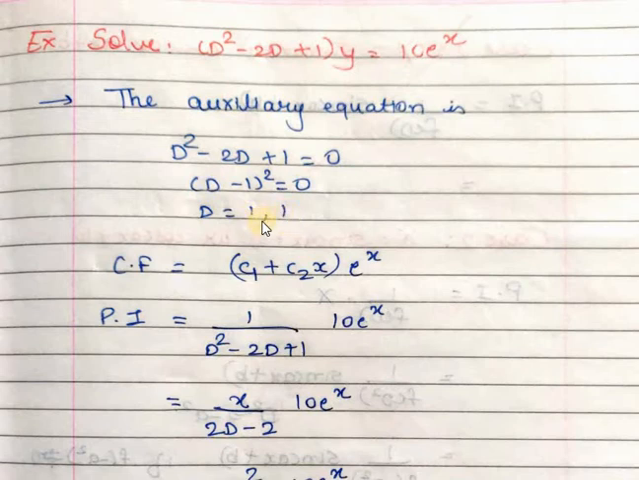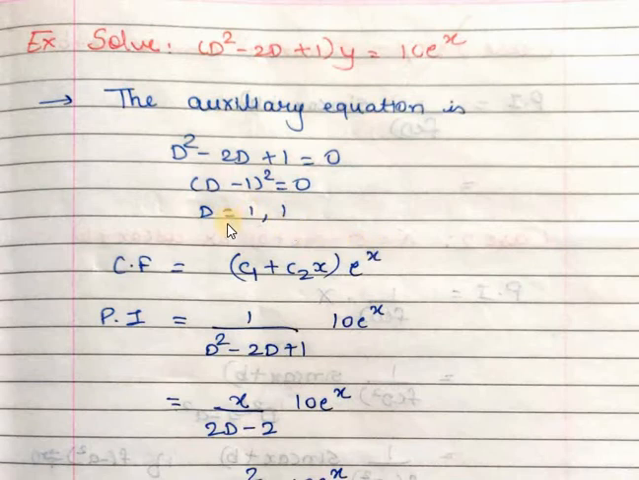So here roots are real and same. As you can see, here 1 is repeated. So roots are real and repeated. For this case CF, that is the complementary function, is given by (C1 plus C2x) in bracket into e raised to x. Here the root is 1, so it will be e raised to 1 into x.